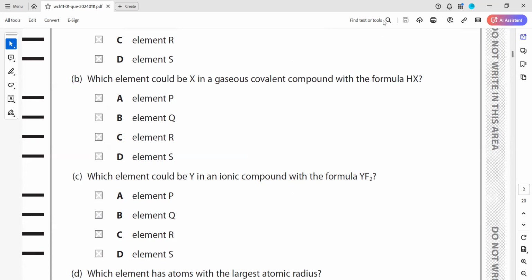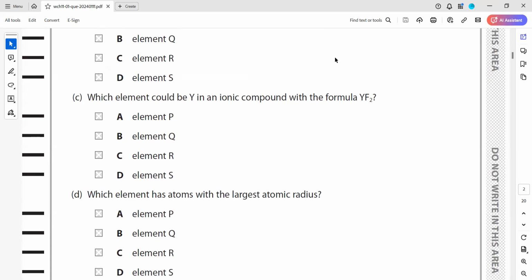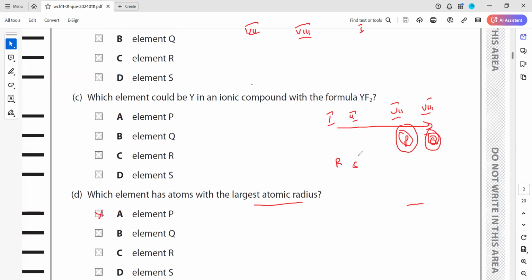Then which element has the atom with the larger atomic radius? As the period changes, the size will also change, because they have a different number of shells. As we move across the period, the size decreases. So R and S will have more electron shells than P and Q, so definitely they will have a larger atomic radius. But when we move across, the size decreases, so the size of R will be greater than S.